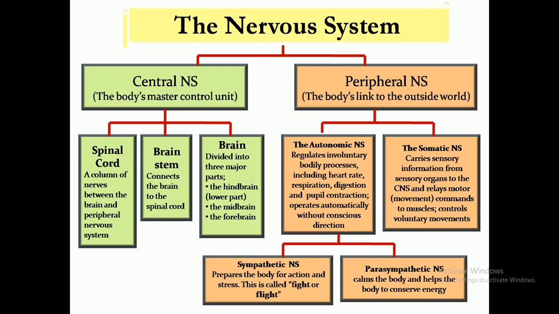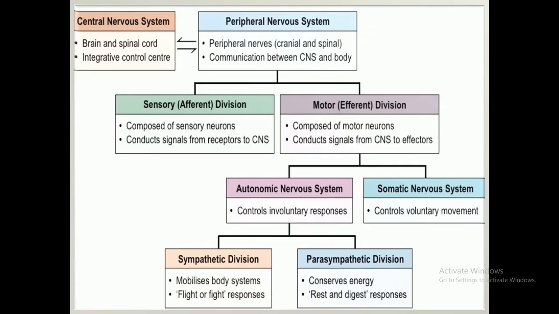Okay, so let's see here. The sympathetic nervous system is responsible for preparing the body for action and stress, which is called fight or flight, while the second one is the parasympathetic nervous system. The parasympathetic nervous system calms the body and helps the body to conserve energy.